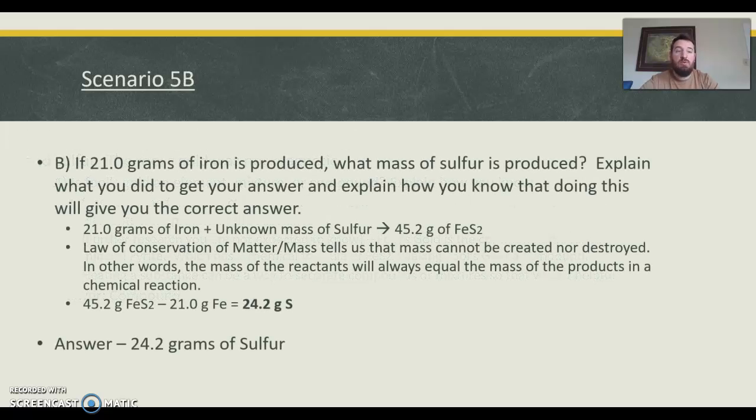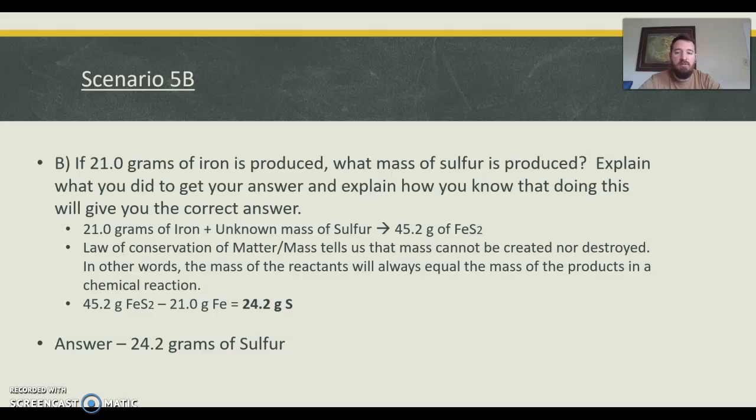All right, 5B is quite important, and if we were to have a typical Unit 2 test, you would see a question similar to this. It says, if 21.0 grams of iron is produced, what mass of sulfur is produced? Explain what you did to get your answer, and explain how you know that doing this will give you the correct one. All right, so if I have 21 grams of iron, it's going to be added with some other mass of sulfur produced from our total compound, which had a mass of 45.2 grams.